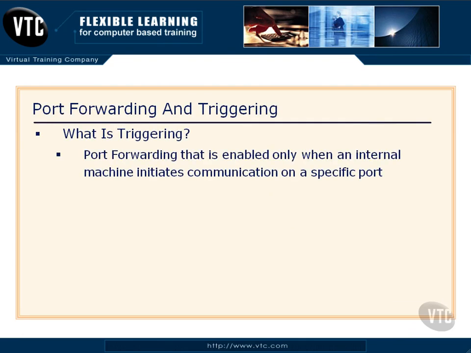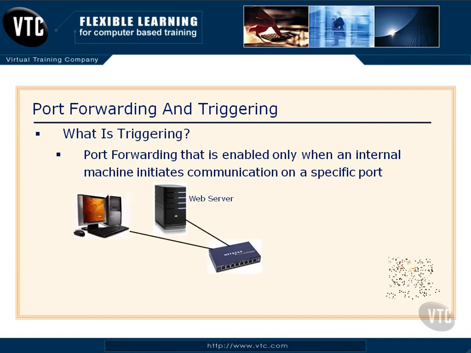What is triggering? Well, triggering is port forwarding that is switched on and off. It's enabled when an internal machine initiates communication on a specific port. Let's do another animation. We have a web server and we have a client inside our private network. Again, these are 192.168.0. whatever addresses. This out here is a public address, and the IP address for our access point here is a public address, okay? We want this user to be able to communicate with our web server for information, but we don't want them communicating to it until we use an application in here that contacts them, okay?